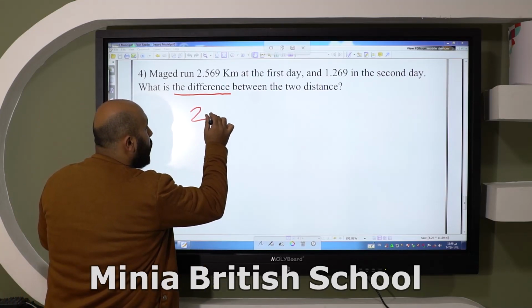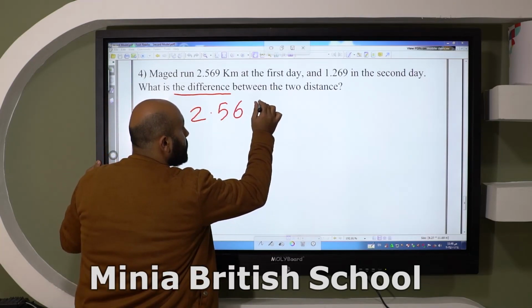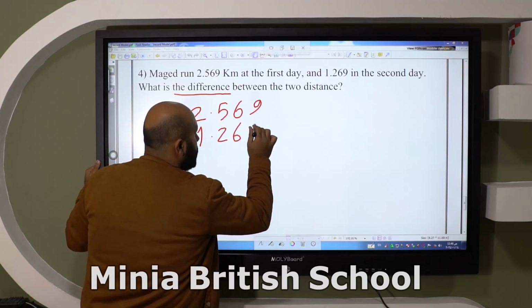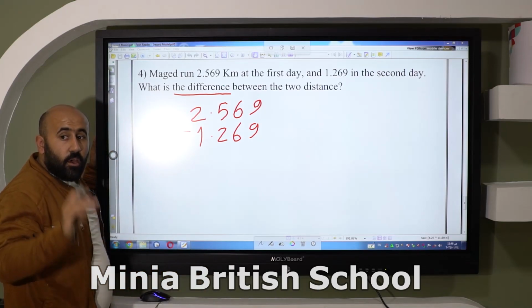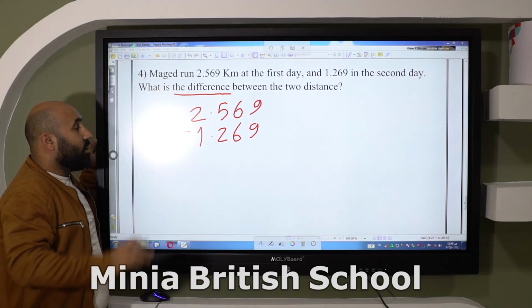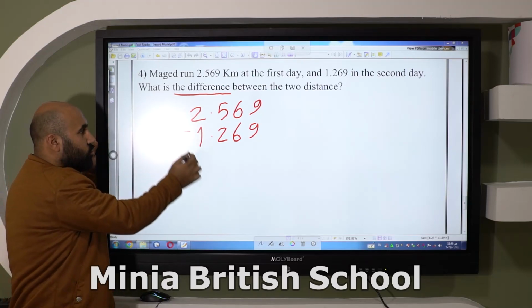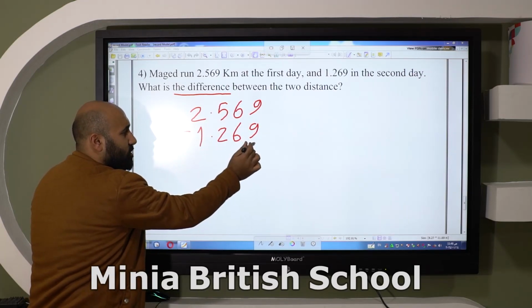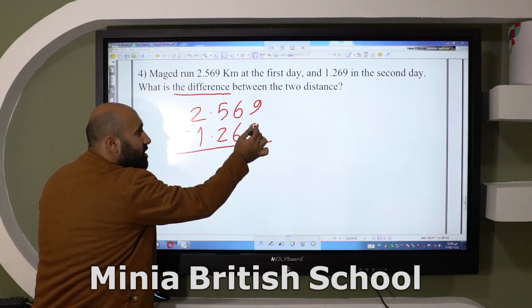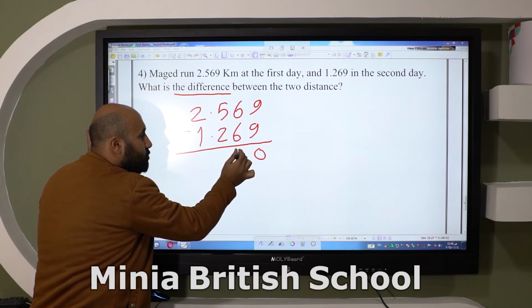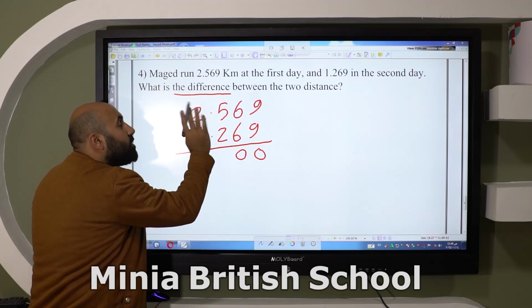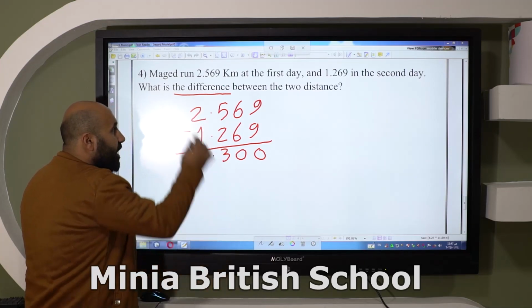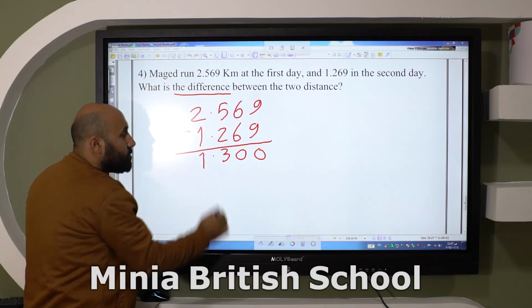So 2.569 minus 1.269. Don't forget, write them in order. The point under point, ones under ones, tenths under tenths, hundredths under hundredths, thousandths under thousandths, and then subtract. 9 minus 9 equals 0. 6 minus 6 equals 0. 5 minus 2 equals 3. Don't forget the point. And finally, 2 minus 1 equals 1.